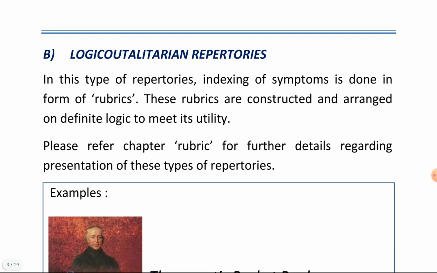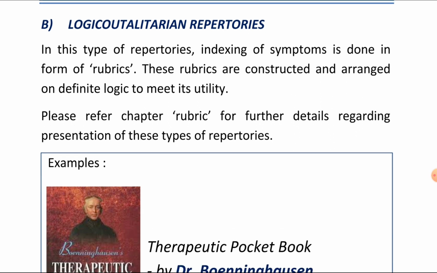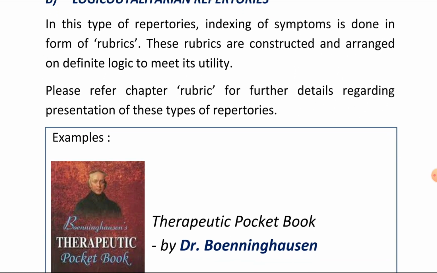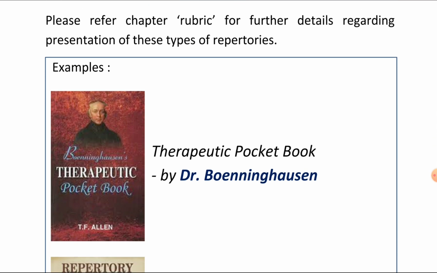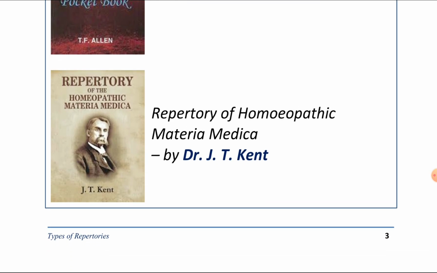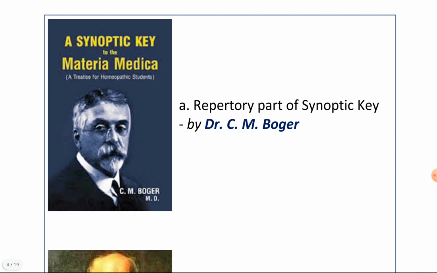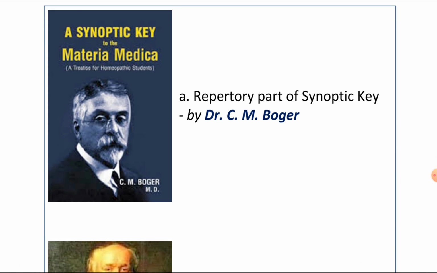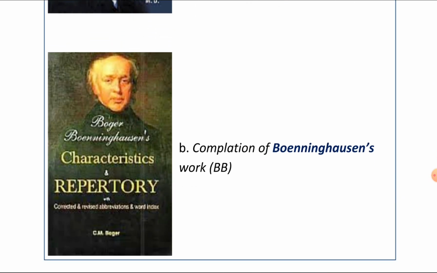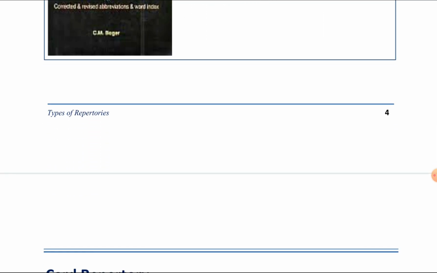Second, logico-utilitarian repertories. In this type of repertories, indexing of symptoms is done in the form of rubrics. These rubrics are constructed and arranged on definite logic to meet their utility. Please refer to the chapter on rubrics for further detail regarding presentation of these repertories. Examples include Therapeutic Pocketbook by Dr. Bonninghausen, Repertory of the Homeopathic Materia Medica by Dr. J.T. Kent, a repertory part of the Synoptic Key by Dr. C.M. Boger, the Synoptic Key of Boger, and BBCR, or the completion of Bonninghausen's work.